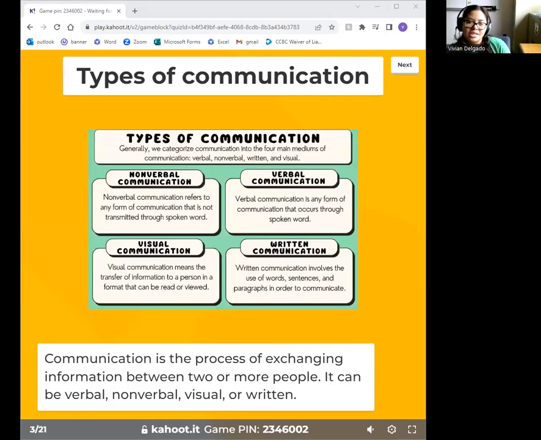So to get us started, we're just going to dive into the basics. Communication is the process of exchanging information between two or more people. This is essential for effective leadership because leaders need to be able to communicate their ideas and visions to others. As you guys can see, there are four types of communication. We got nonverbal, verbal, and visual and written, and I'm gonna break them down.